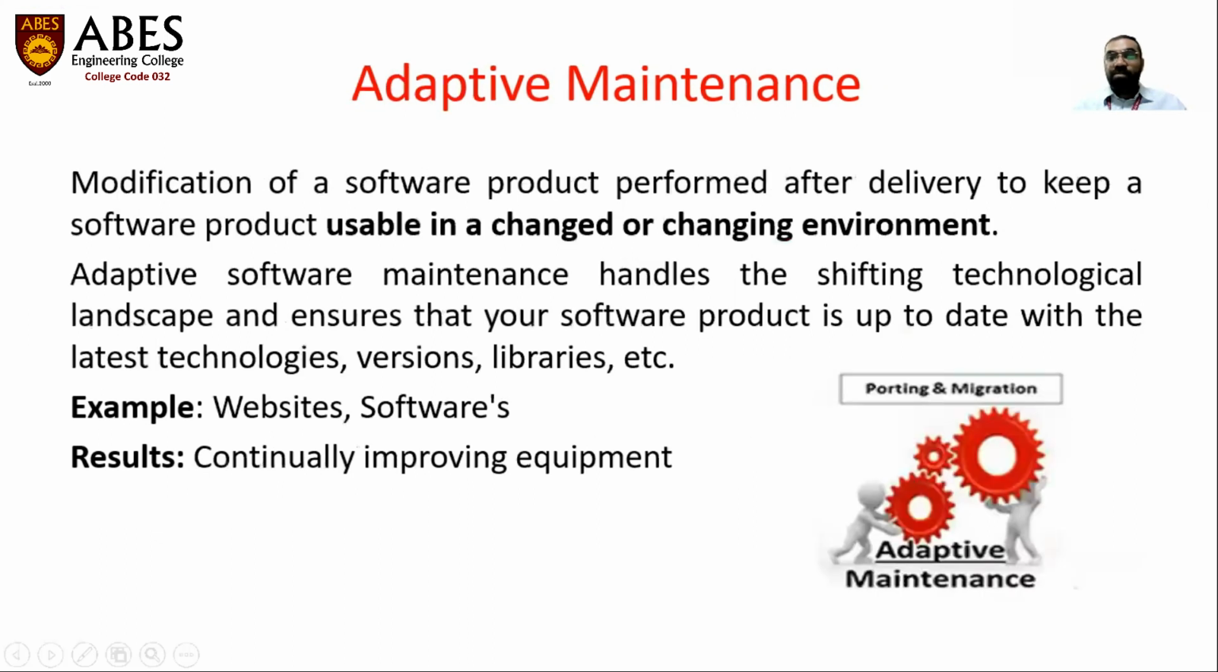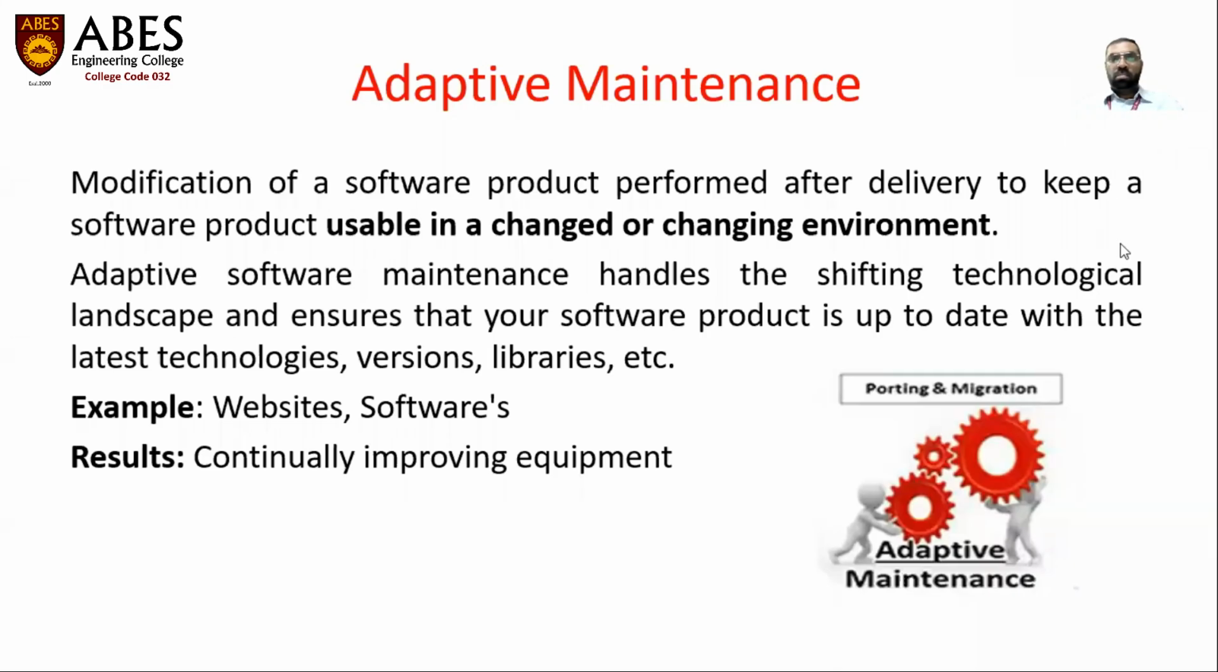The next maintenance is adaptive maintenance. Now, if you see that word adaptive, it says we need to adapt. In the common world, there is always a need to change as per the need of the environment. If you don't change, you'll not survive. So this is a very, very important type of maintenance. Every software company has to take care of it.